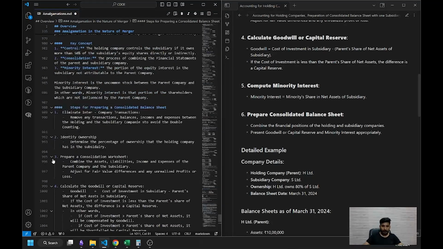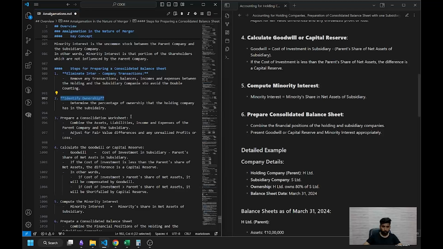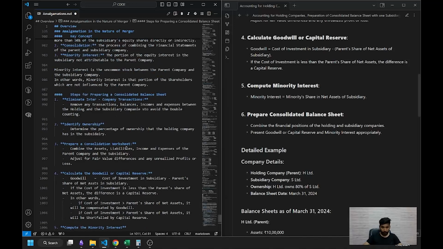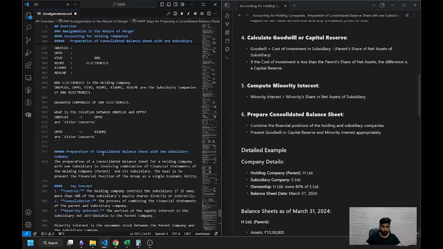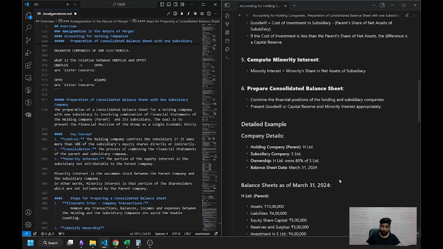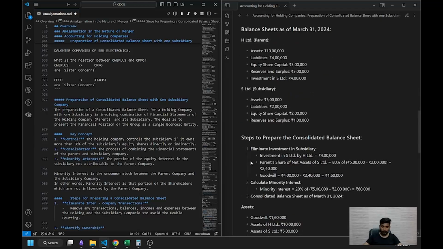So basically, these six steps are to be followed. First, eliminate any intercompany transactions. After that, identify the ownership. Then prepare the consolidation worksheet. Calculate the goodwill or the capital reserve as per the requirement. Calculate the minority interest. And after that, prepare the consolidated balance sheet. These are the steps used to prepare the consolidated balance sheet with only one subsidiary. In the next class, we will discuss an example of how to prepare a consolidated balance sheet.